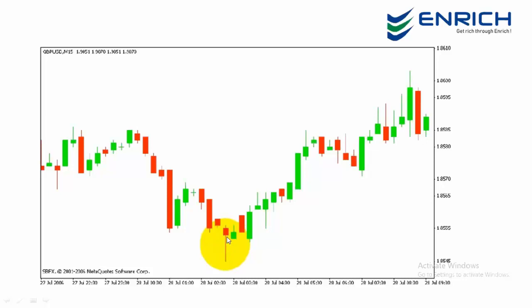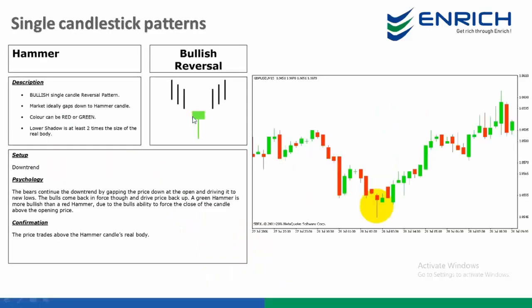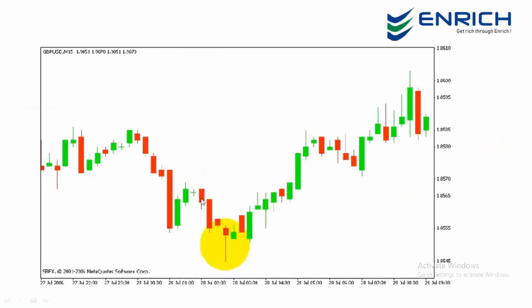Now, if you look at the body, the wick should be 2 times the size of the body, okay? That indicates that it's a hammer, all right? Usually there's no shadow. If you see here like a textbook picture, there is no shadow, right? But sometimes you will find a small shadow over here, you see? So that's acceptable. That's not a problem, right? So ideally there should be a gap down from the close of the previous candle to the open of the hammer candle, all right?